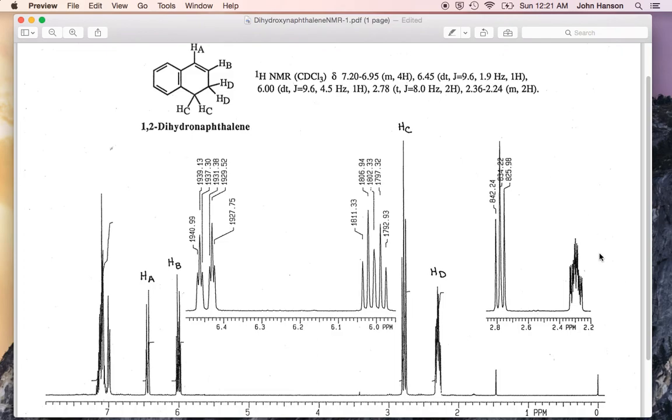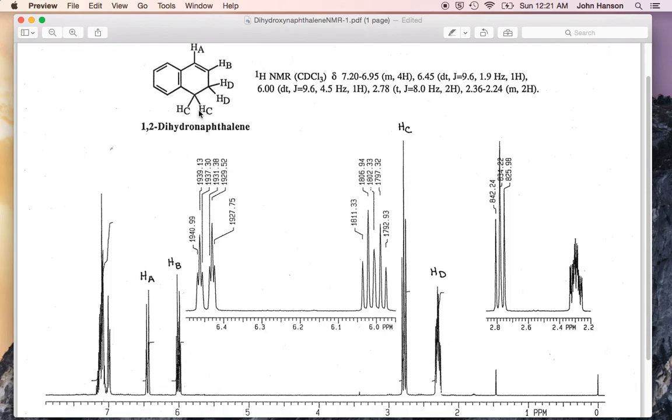So if we wanted to actually draw this pattern, that is, go ahead and try to do like we did that splitting tree, what we'd have to do is we'd have to get this coupling constant, which we know is about 4.5 hertz. We'd have to take this coupling constant, which we know is about 8 hertz, and we'd have to take that coupling constant, which we know is about 2 hertz, and apply them all. So now we would have a double-double triplet.